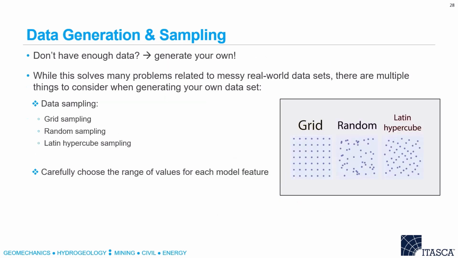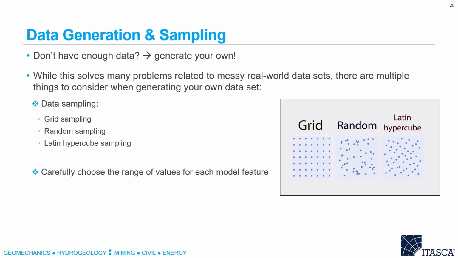Of course, one of the biggest benefits is that you can generate your own nice and complete data set with a numerical model. This solves many of the issues related to having limited and messy data. However, there are still some important considerations, largely how to sample your feature space. A few options you have for this are grid sampling, random sampling, and Latin hypercube sampling, which tends to be the preferred method. Wei will discuss sampling in more detail in his second presentation.